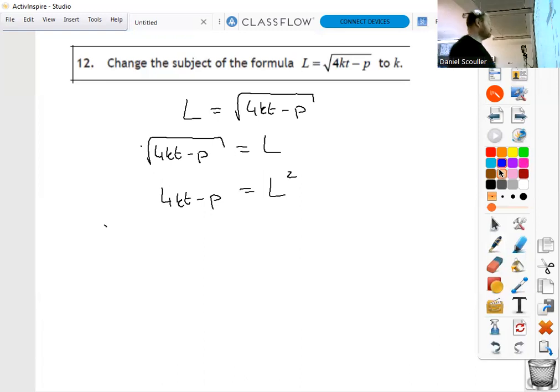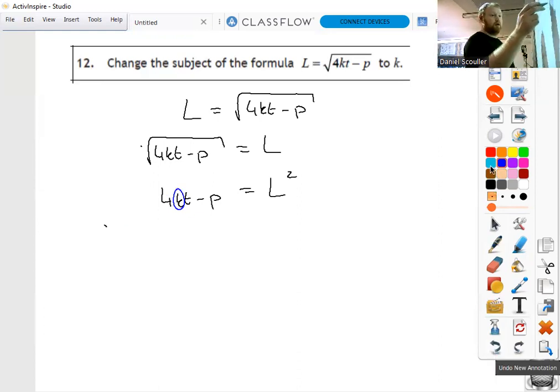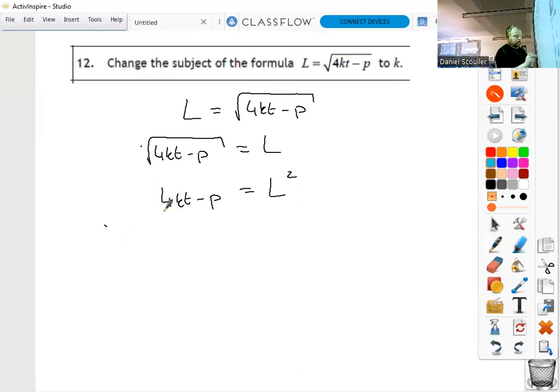We're looking for k. Now, here's again where a few people get lost. This 4 and this t is multiplying with k, so it's 4 times k times t. But these two terms don't do anything to that minus p. So if we moved that t at this stage, it wouldn't make sense.